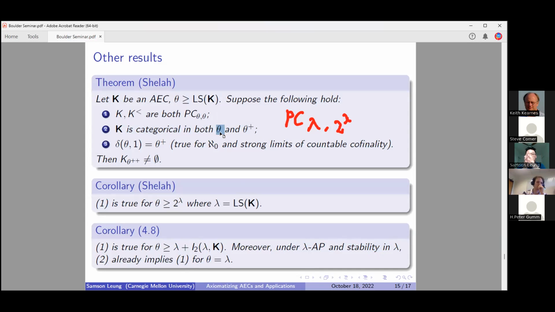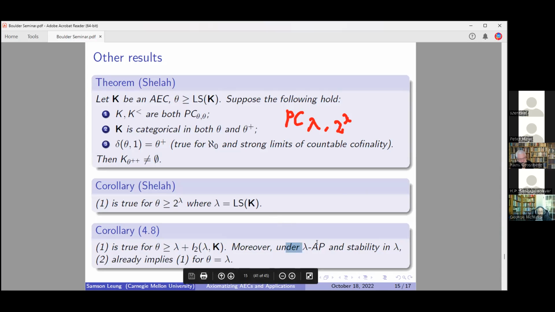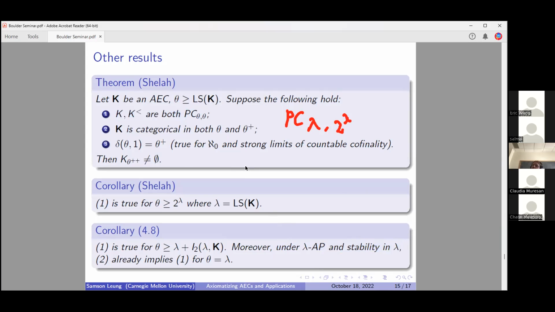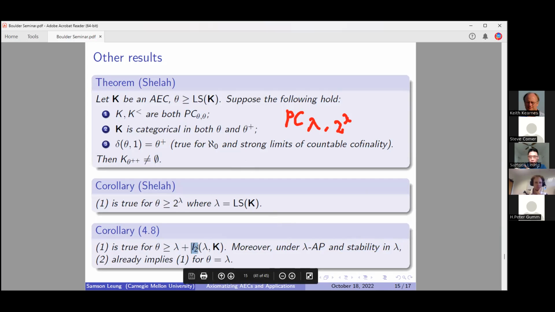Somehow Shelah's theorem statement does a favor for me, and I can just skip two of the assumptions and say that if you assume this is true, you can basically forget about this assumption and take theta equals lambda. This is an improvement as long as you have small I2 or you are willing to assume more assumptions about the class.